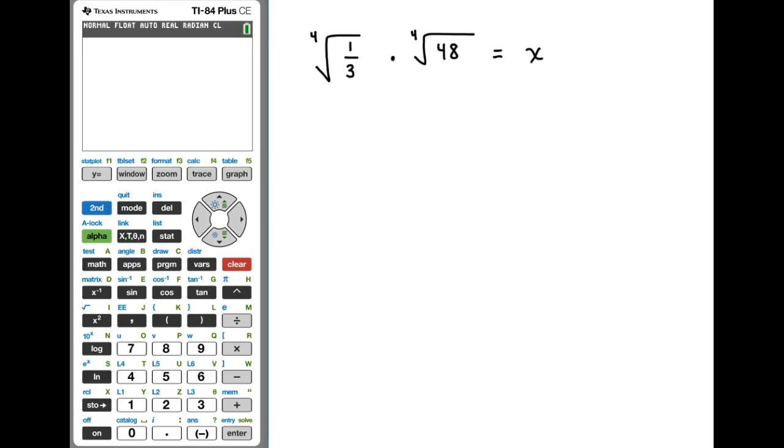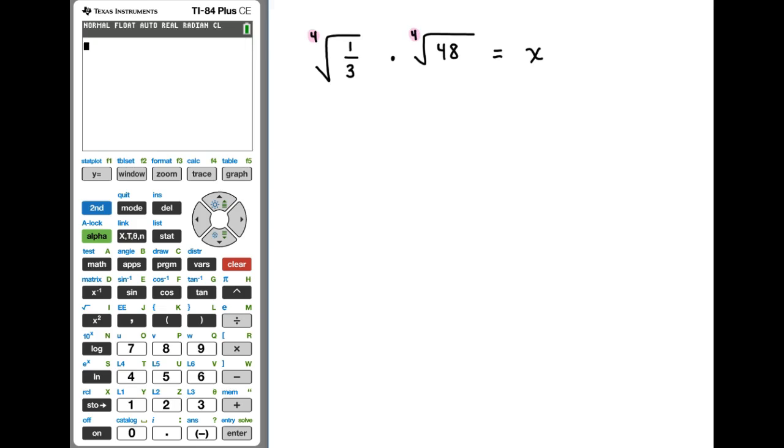All right, let's take a look at how to solve a question like this. This is the fourth root of the fraction 1/3 multiplied by the fourth root of the whole number 48. And I've just said that this equals x. We don't know what it equals quite yet. But the first thing we should notice is that for each of these factors, we are taking the fourth root.